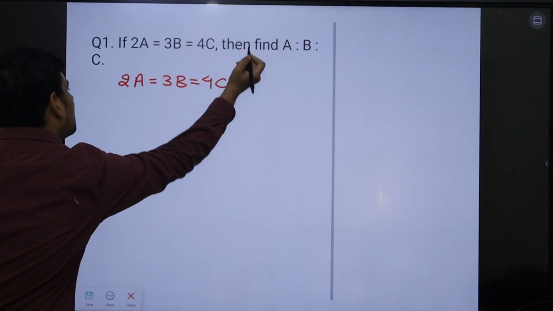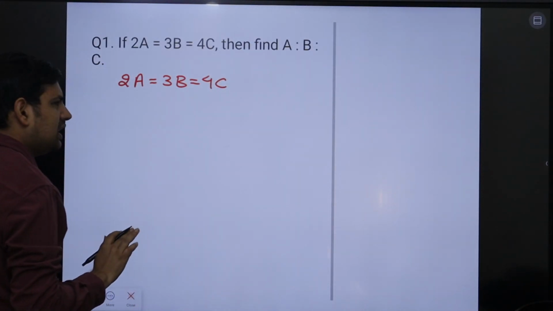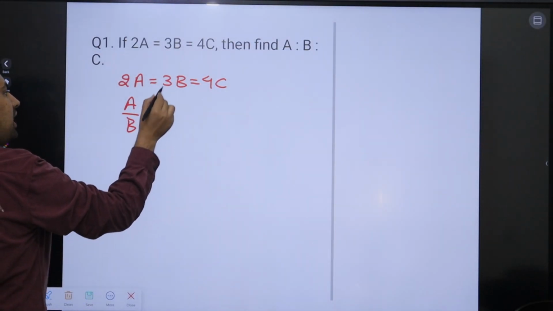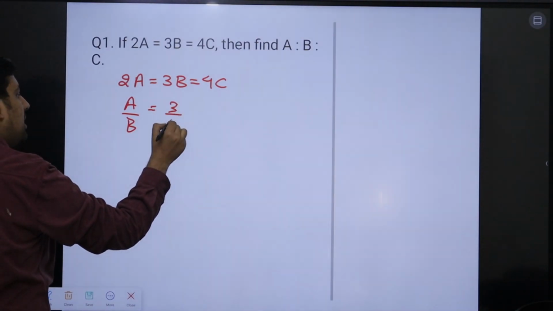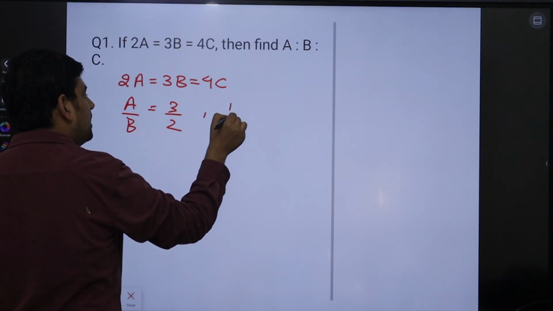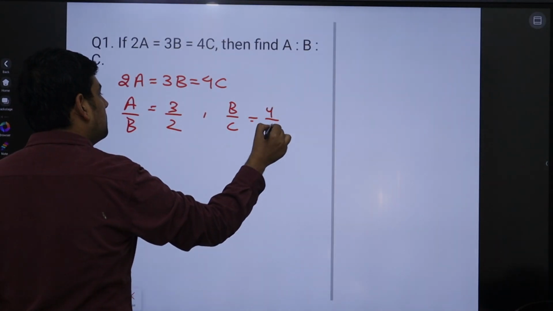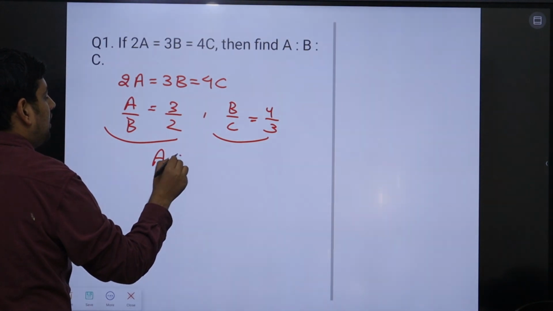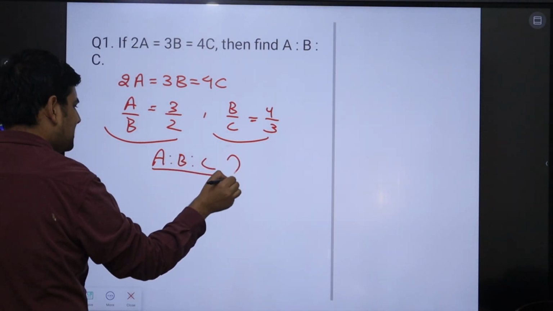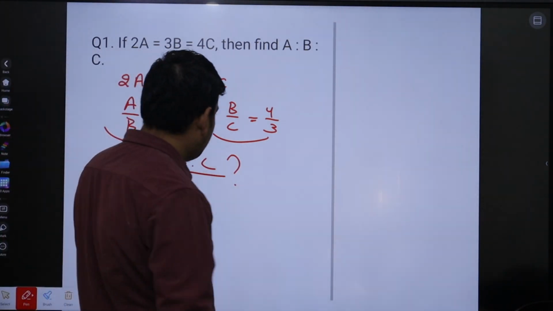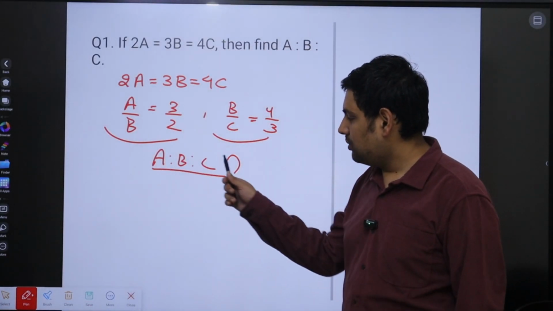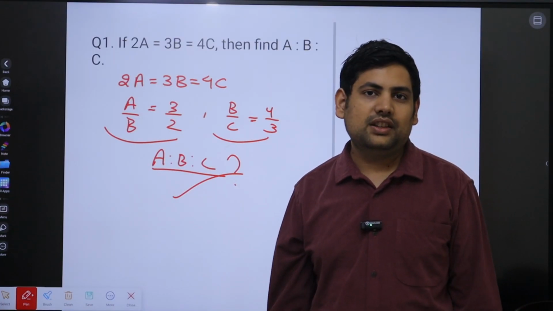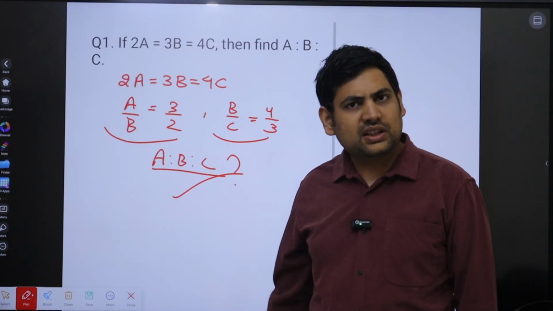Now one method can be, I'm just giving you a hint. I can do it like a by b. I will send b here and I will send 2 here. So a by b is equal to 3 by 2. Similarly, b by c is equal to 4 by 3. Now if I give you a by b and b by c, can you find a ratio b ratio c? Yes, this is what you learned. If a ratio b is given and b ratio c is given, then you are able to find a ratio b ratio c. Simple. So that process is still valid.